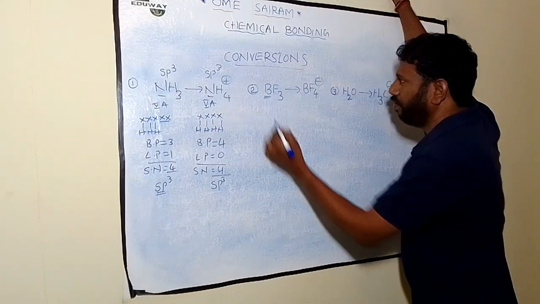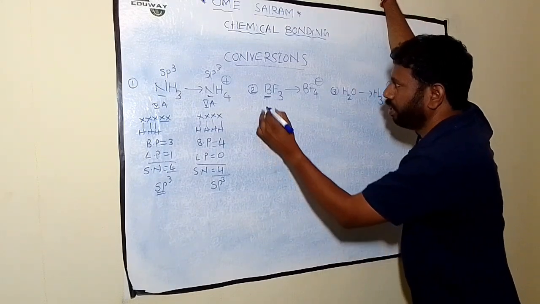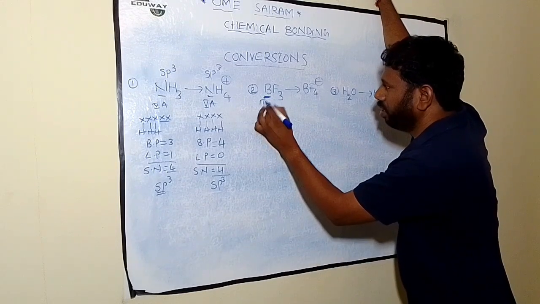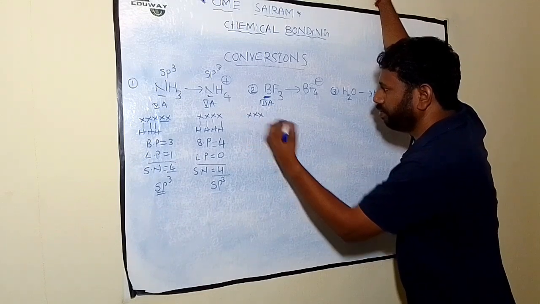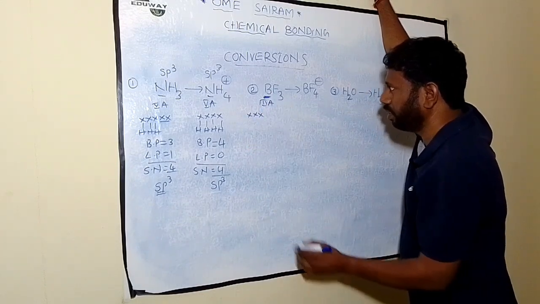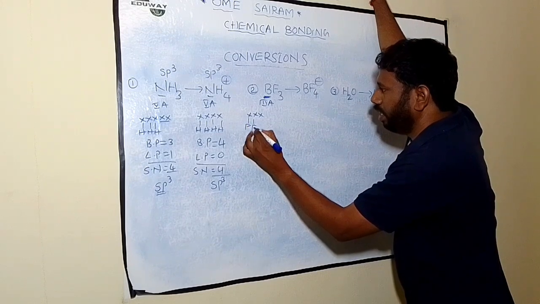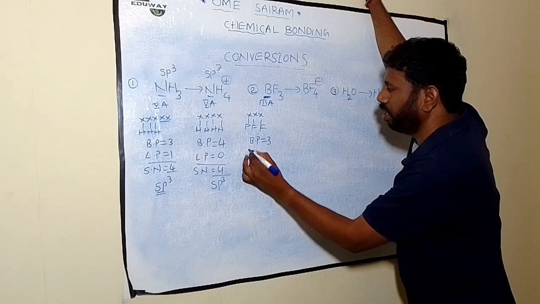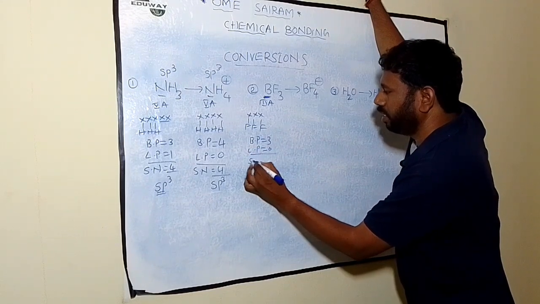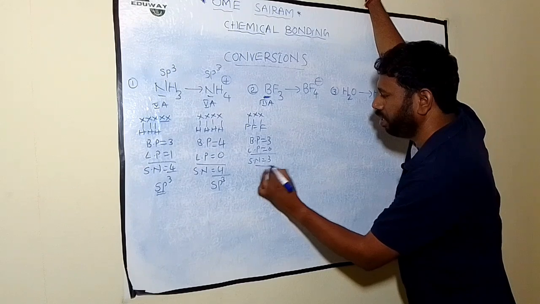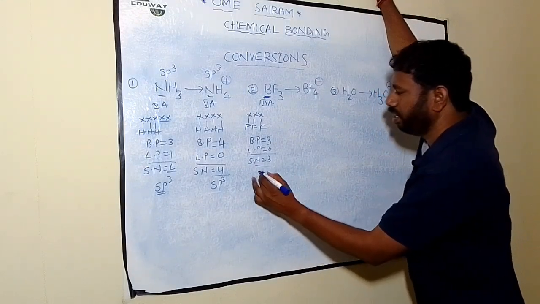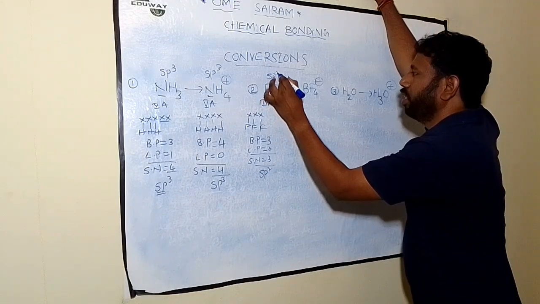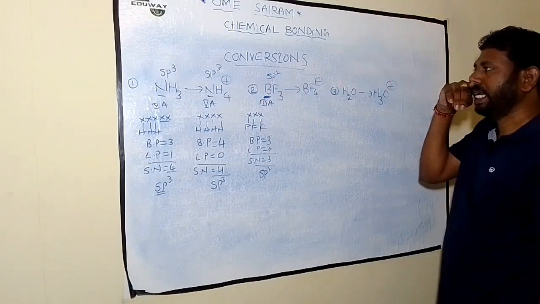Now find the hybridization of this boron trifluoride. In this boron trifluoride, the central atom is boron. It belongs to third A group element. That means it contains 3 valence electrons, and boron is forming 3 bonds with 3 fluorine atoms. Now bond pairs 3, lone pair 0, steric number 3, 3 plus 0, 3. If any molecule has steric number 3, the hybridization should be sp2. Now the hybridization of boron trifluoride is sp2.